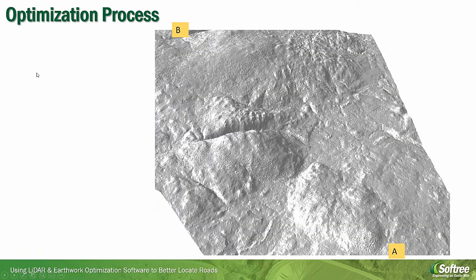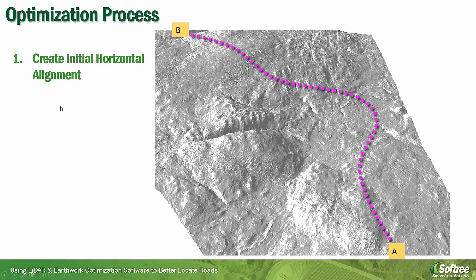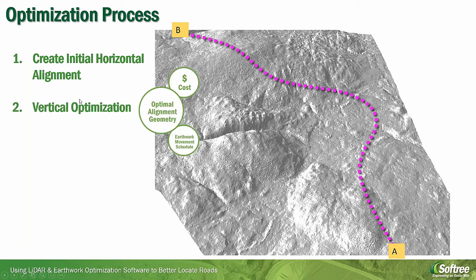So what does the process look like? We start, the user creates an initial horizontal alignment. Take that alignment, we enter some parameters, and then we vertically optimize it, and out comes geometry, a cost, and also a movement schedule that is the optimal way to move materials around to achieve that vertical. And it will be guaranteed to be the lowest cost subject to your costs and constraints.